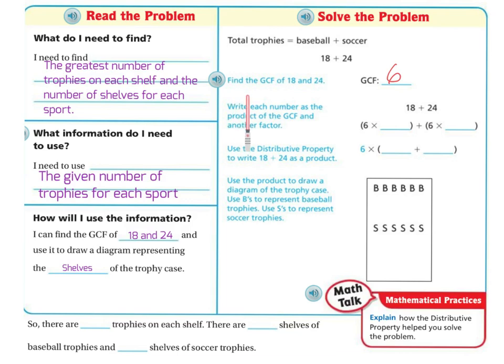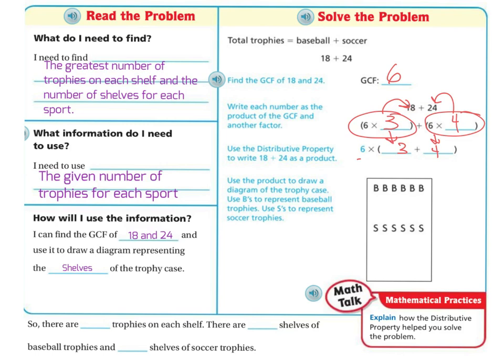Now, it says to write each number as the product of the greatest common factor with another factor. So, for 18, 6 times 3 is 18. And 6 times 4 is 24. So that represents the 18, and that represents the 24. So if I'm using the distributive property, we say 6 times this 3, and 6 times the 4.